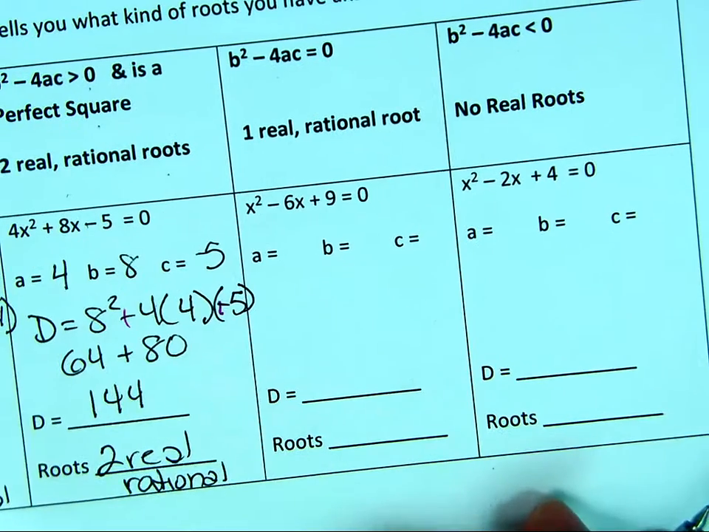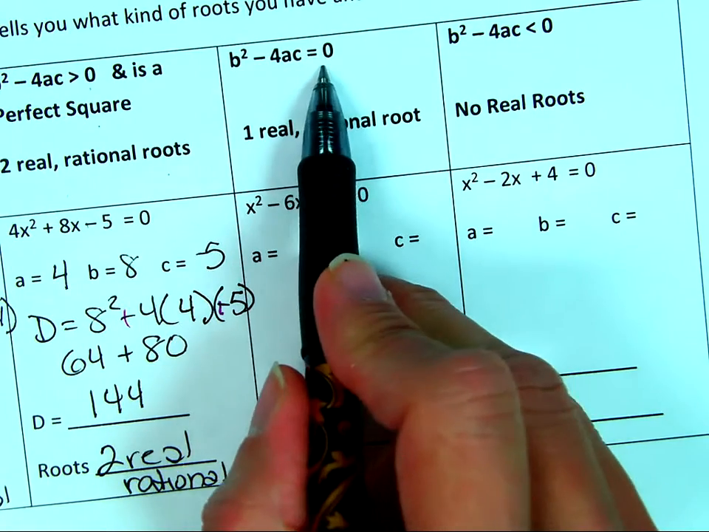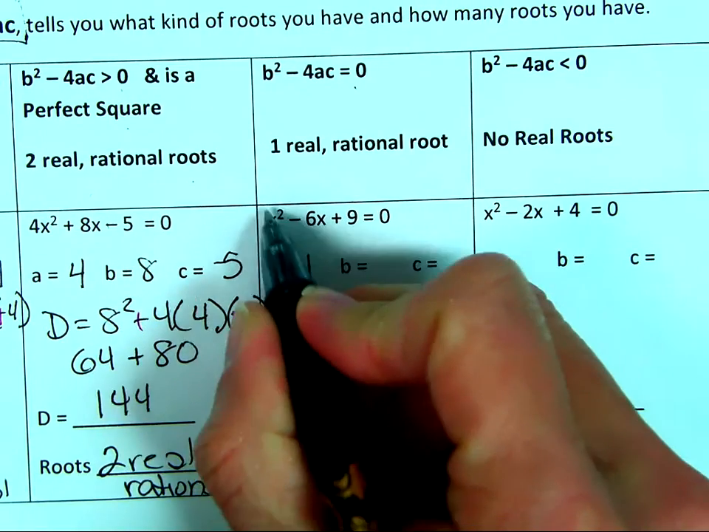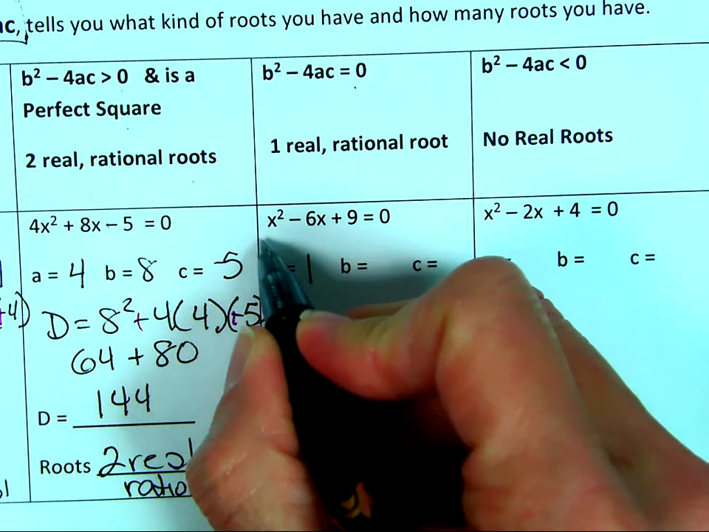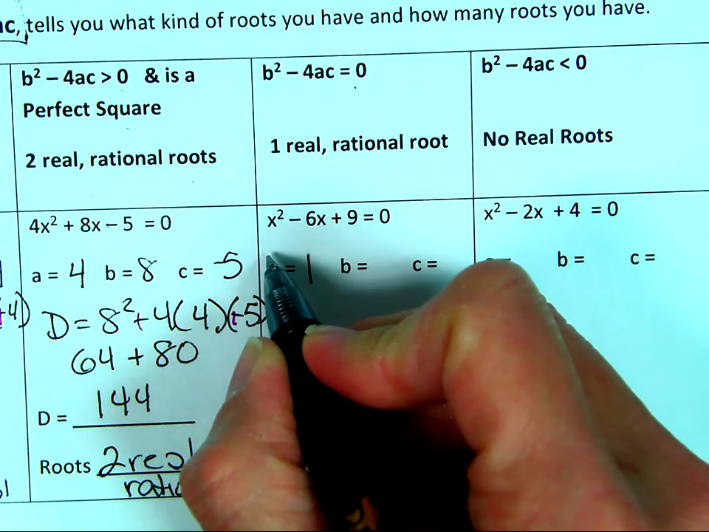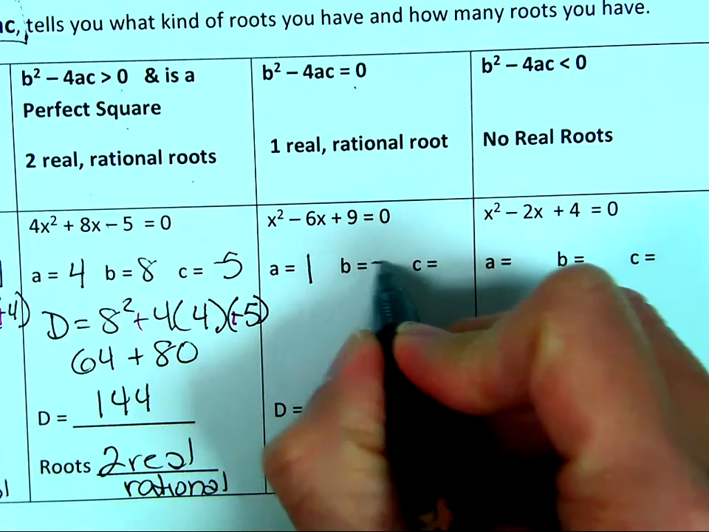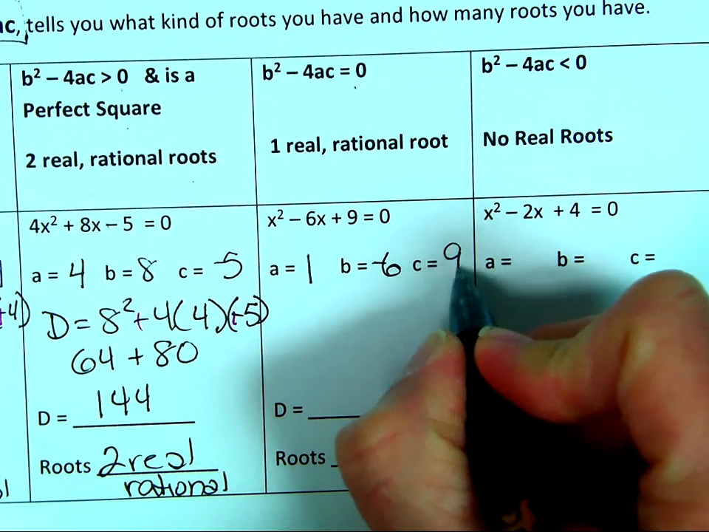Okay, so now we're going to talk about, hey, what happens when the discriminant is equal to 0. So here's an example. A is 1. Remember, if there's no coefficient that you can see in front of the x squared or the x, then it's just 1, because it's talking about one of those. So that's negative 6 for b and 9 for c.